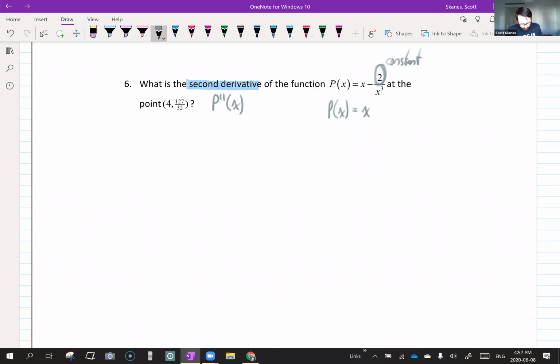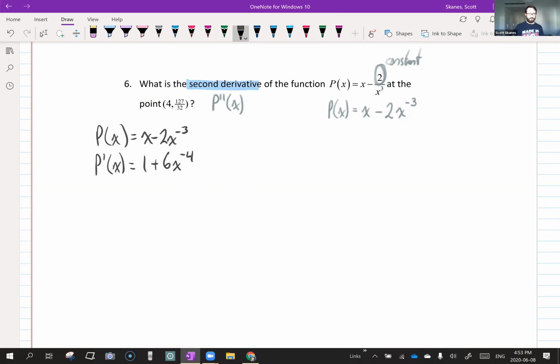The function can be rewritten. Keep the 2 where it is, bring the x cubed up and make it negative. That's much easier. And then once we have that, we can easily get the second derivative. So I'm going to write out the function. P of x is x minus 2 x to the power of negative 3. Let me do the first derivative. It's going to be very simple. The derivative of x is 1, plus 6 x to the power of negative 4. That's my first derivative.